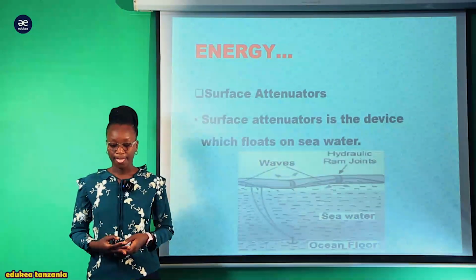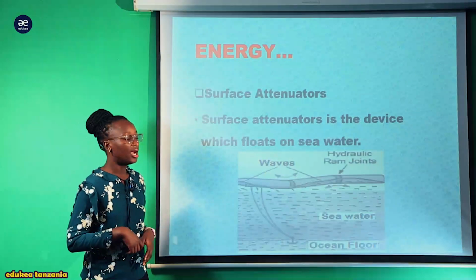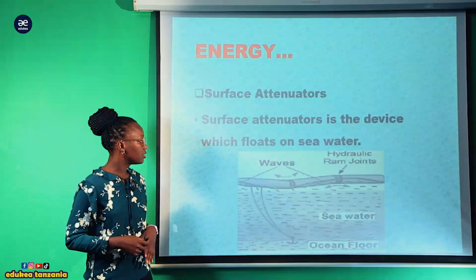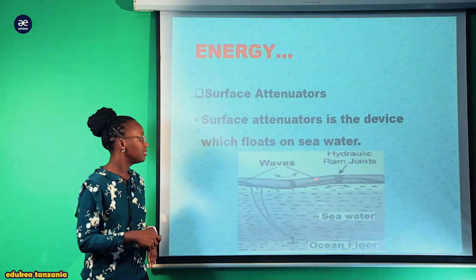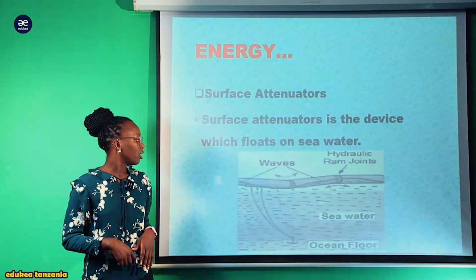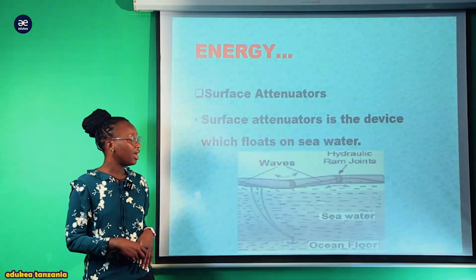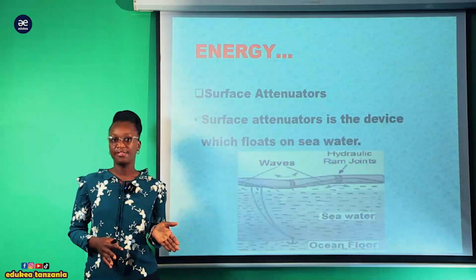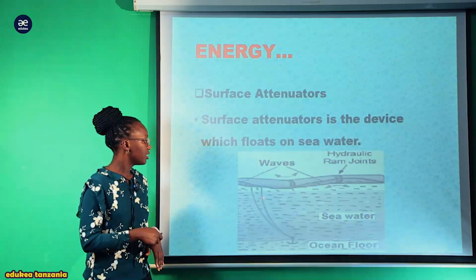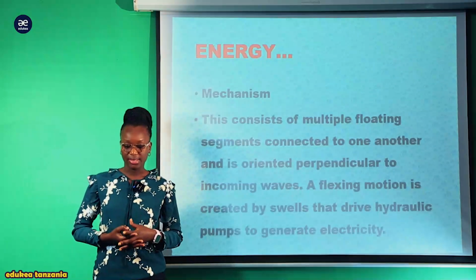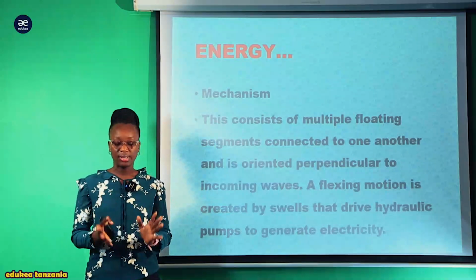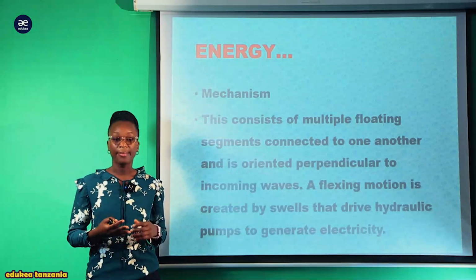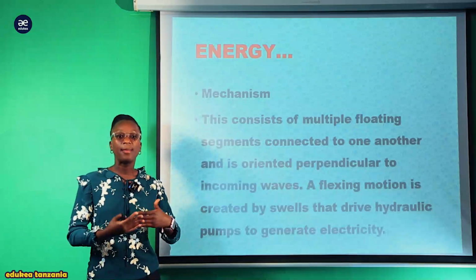Now let us see the surface attenuators. Surface attenuators have no difference from the point absorber buoys, in that this is a device which floats on the sea water. Hivi ni vifaa, devices. As you can see here, these devices are made up of some segments, and these are the hydraulic ram joints. The wave is this one. Haya ndo mawimbi yetu yanakuja, yanagonga hapa kwenye hii surface attenuators. The simple mechanism here is that the surface attenuator consists of multiple floating segments connected to one another and oriented perpendicular to the incoming waves.